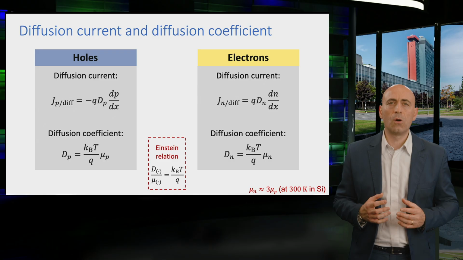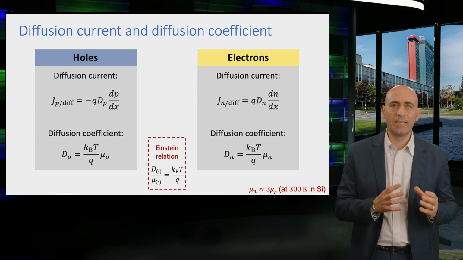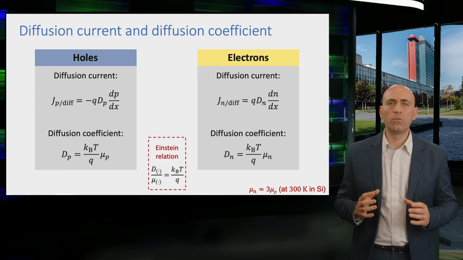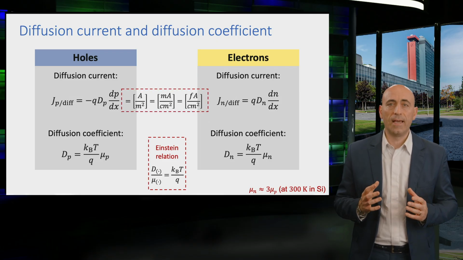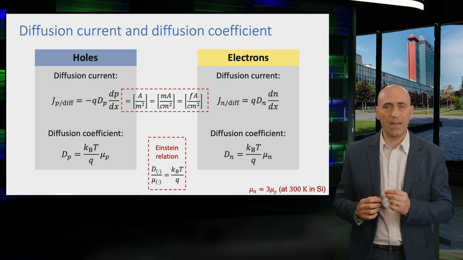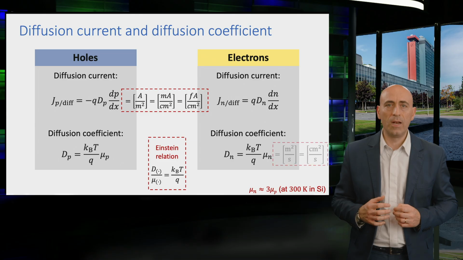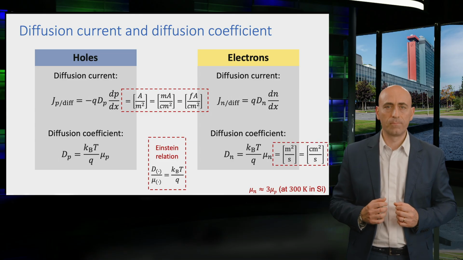With the introduction of the diffusion coefficient, we note that the ratio between the diffusion coefficient and the mobility is proportional to the temperature. This is the so-called Einstein relation and holds true for both electrons and holes. Also in this case, as in the case of drift components of current density, we confirm that both JP_diff and JN_diff are quantified in femtoamperes per square centimeters, while the diffusion coefficient is measured in centimeters squared per second.